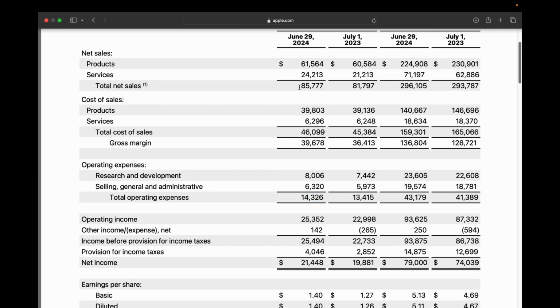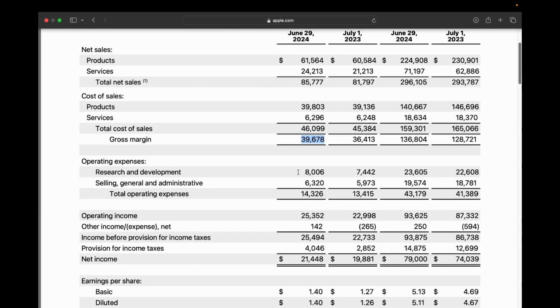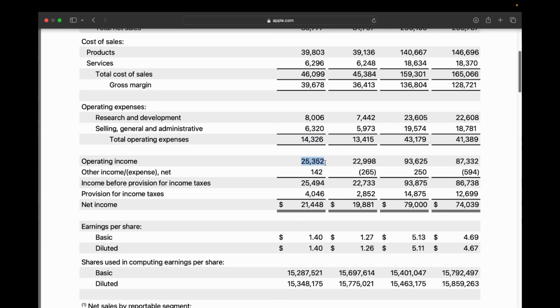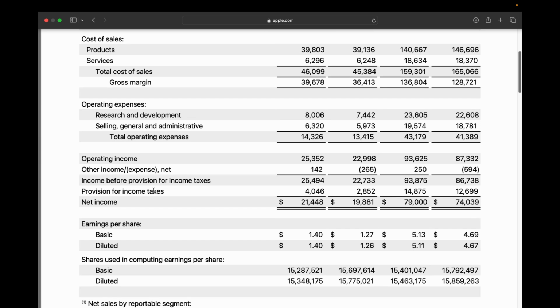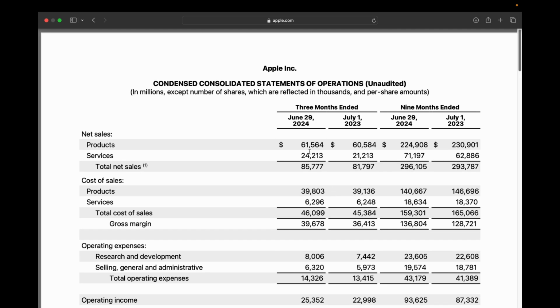Now, the subtraction, my apologies, of total net sales and cost of sales gave us a gross margin of 39 billion. If you subtract total operating expenses, being 14.3 billion, from the 39 billion, you get 25 billion in operating income. This is just other. It could be anything. Again, just a small figure of 142 million in comparison to the 25 billion. You add those up, take into account the income taxes, and you're left with a net income of 21.4 billion, which was this last June.